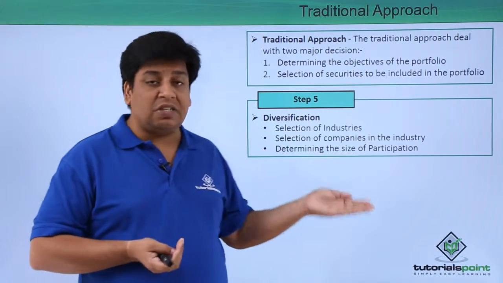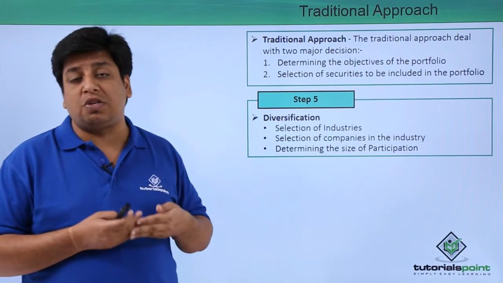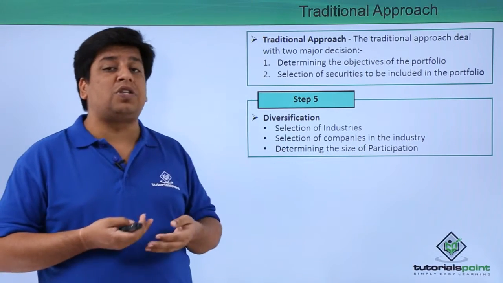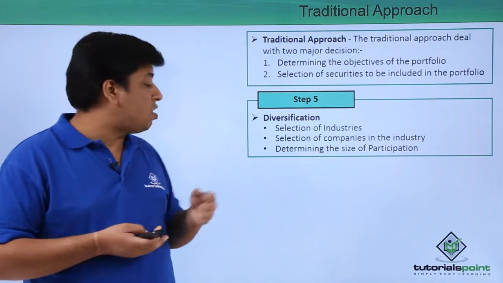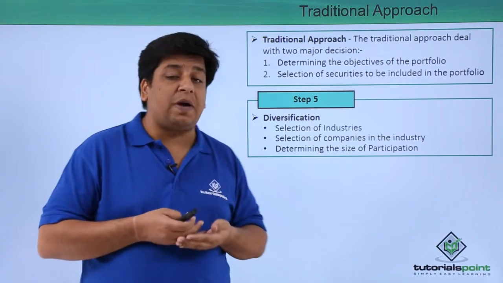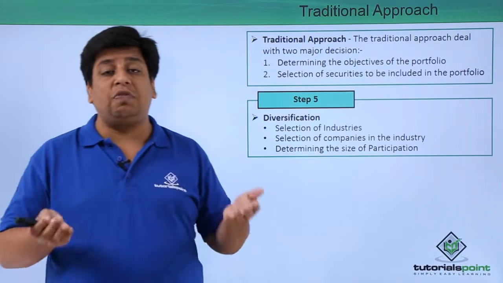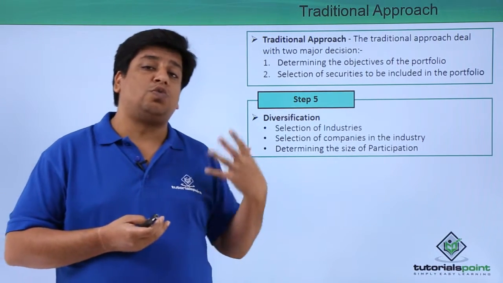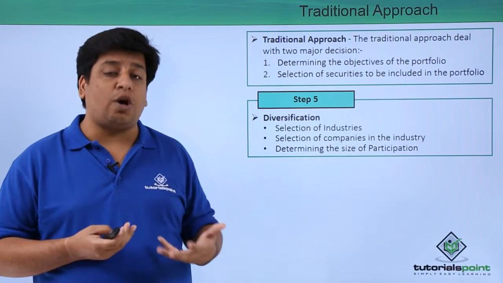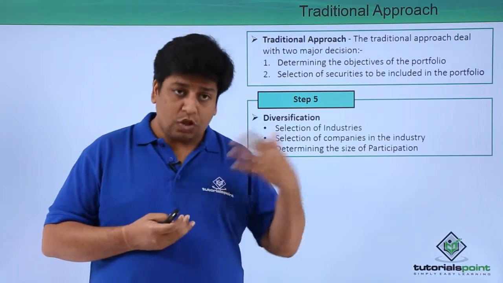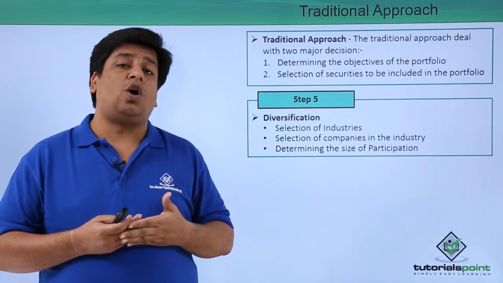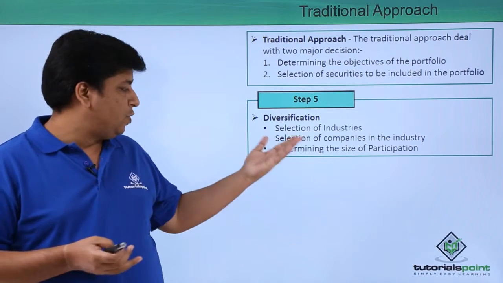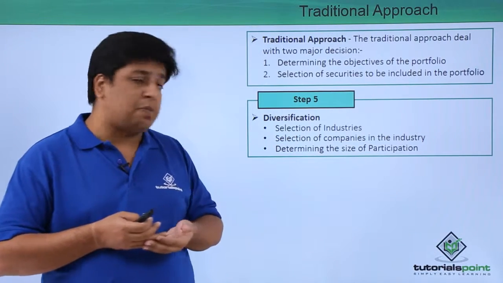Selection of companies in the industry. Now since you have identified what are the industries you want to invest in, you should also make sure what are the companies that you are going to pick from those industries. Determining the size of participation. Now you cannot give equal weightage to all the asset classes, but you need to put more weightage on one particular asset class depending on your objective, what you want to achieve. Do you want to achieve growth, or do you want to make it a balanced portfolio? So basically whatever is your objective, you try to determine the size of participation.